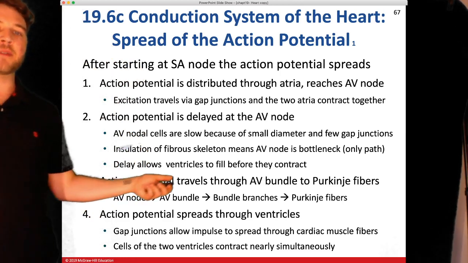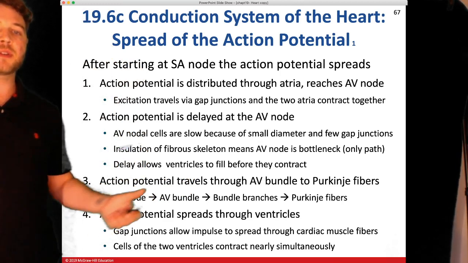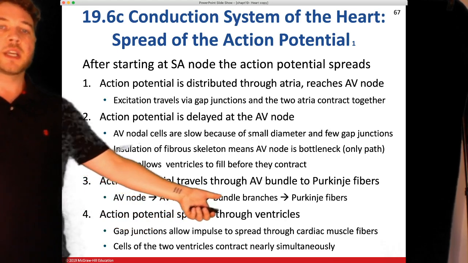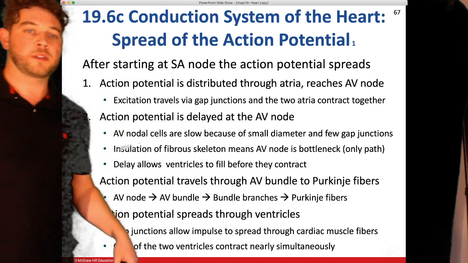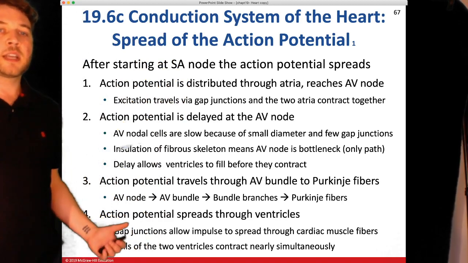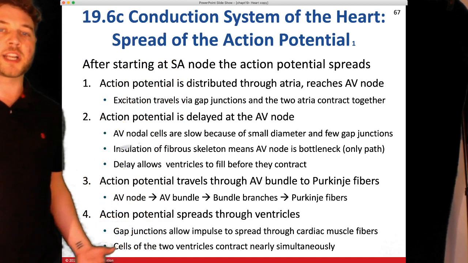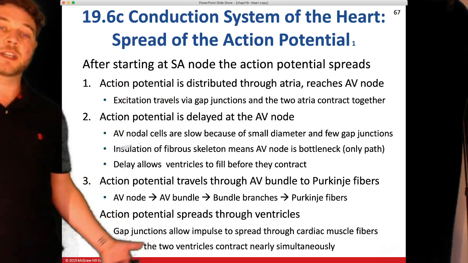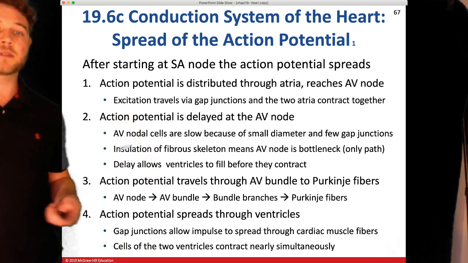The action potential travels through the AV bundle to the Purkinje fibers. So you have AV node to your AV bundle to your left and right bundle branches, and then your bundle branches to your Purkinje fibers, which spread along the heart wall, the external heart wall. The action potential then spreads through the ventricles. Gap junctions allow the impulse to spread through the cardiac muscle fibers, and the cells of the two ventricles contract nearly simultaneously. So just as the atria contract together, the ventricles are going to contract together.